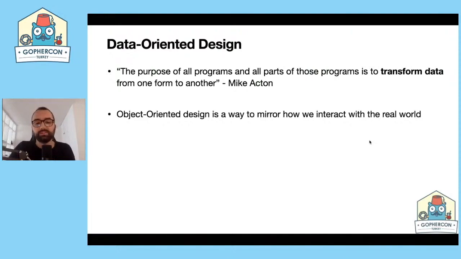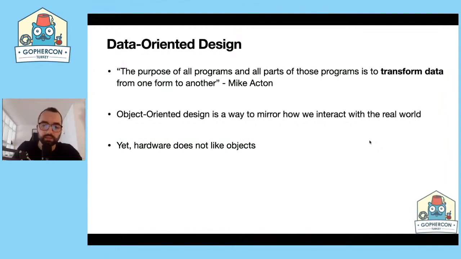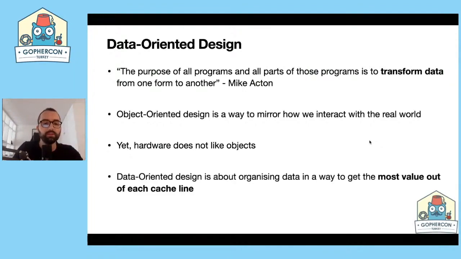And in a sense, well, okay, of course, in Go, we do not have object-oriented design as such because we do not have inheritance, but still, when we create structures, we basically mirror how we interact with the real world, right? It's our way to do it. It's the easiest way for our brain to do it. But still, according to Mike Acton, hardware does not like objects, and we are going to understand why in a moment.